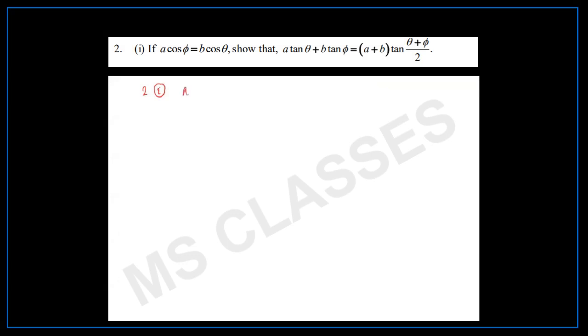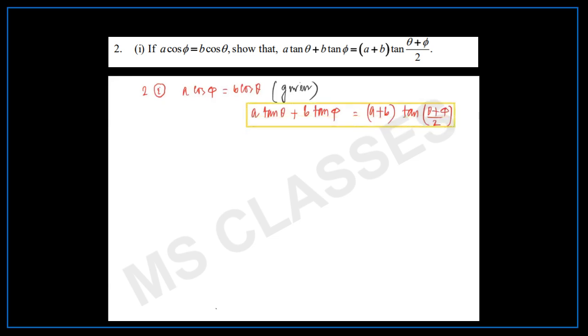A cos phi equals B cos theta is given. This is given information. And what we need to prove is A tan theta plus B tan phi equals (A plus B) tan of (theta plus phi) by 2. So this needs to be proved.